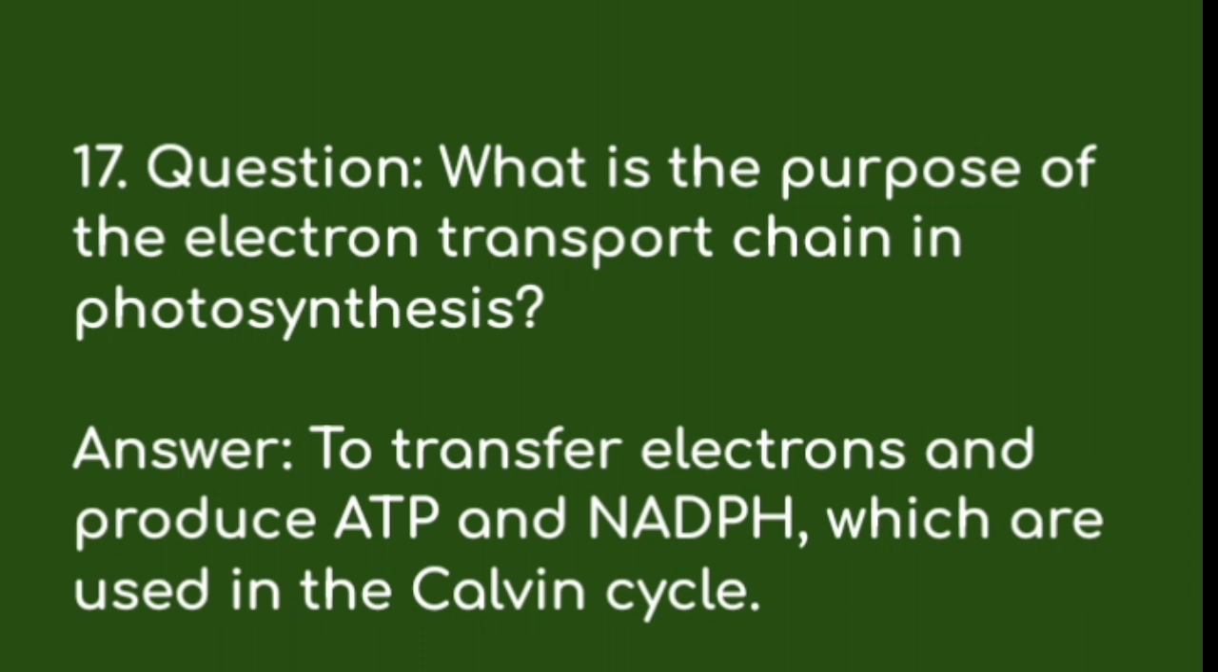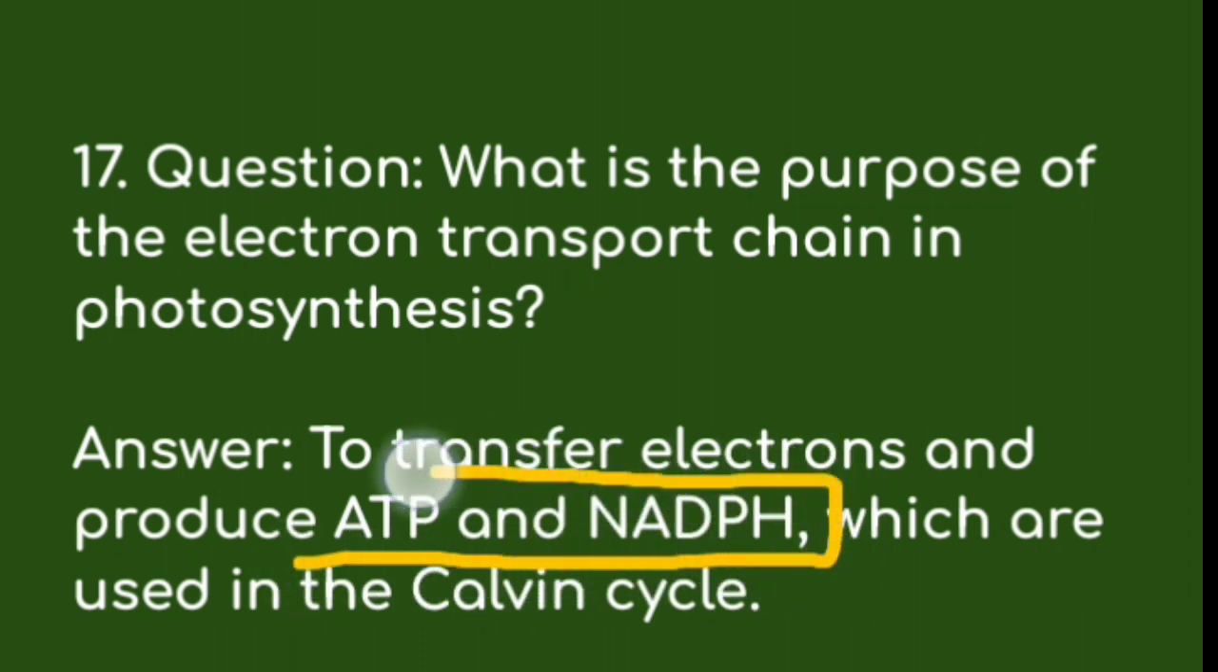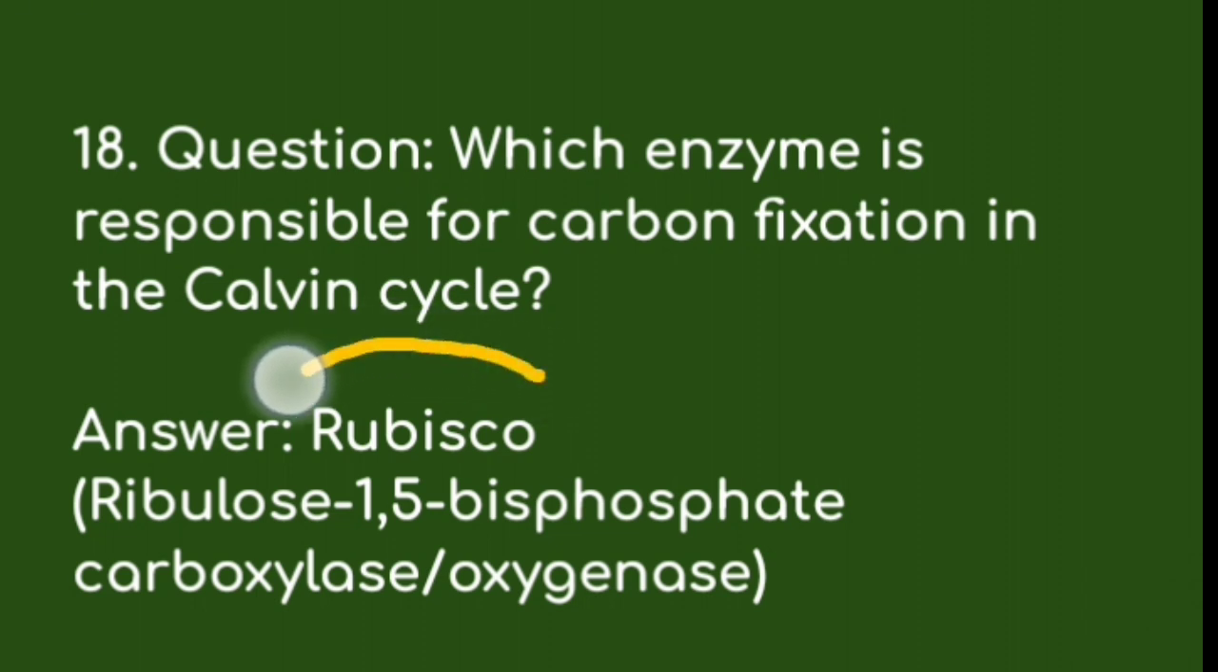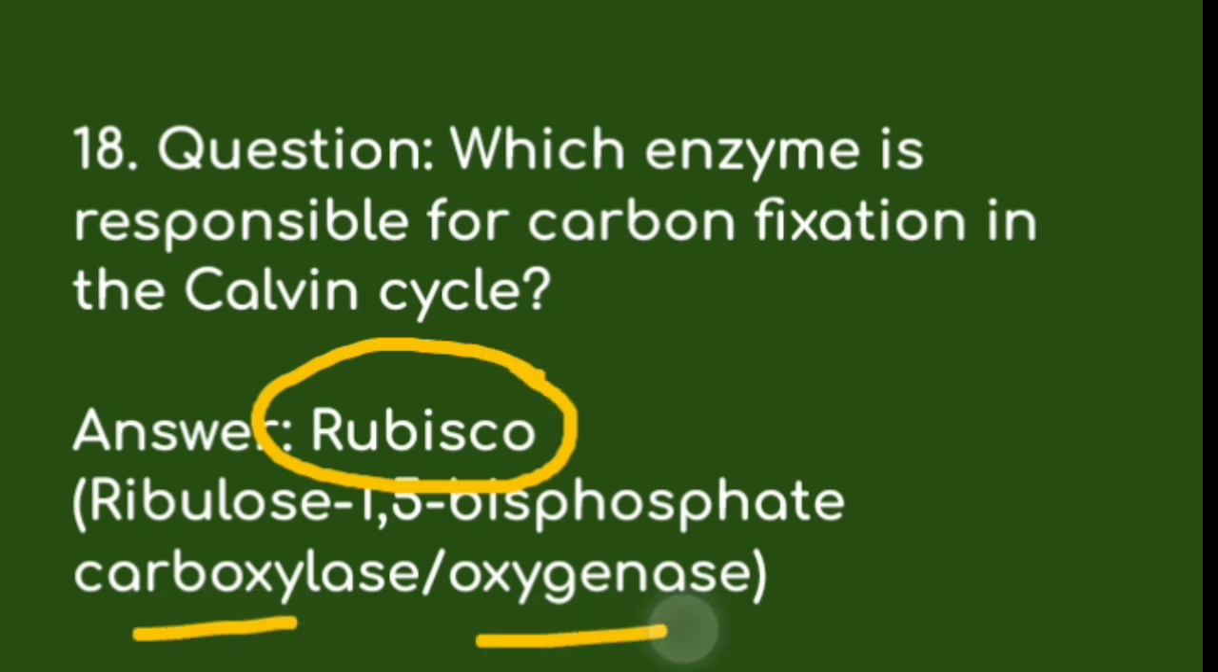Number 17. What is the purpose of the electron transport chain in photosynthesis? The answer is to transfer electrons and produce ATP and NADPH, which are used in the Calvin cycle. Number 18. Which enzyme is responsible for carbon fixation in the Calvin cycle? The answer is rubisco, also called ribulose 1,5-bisphosphate carboxylase or oxygenase.